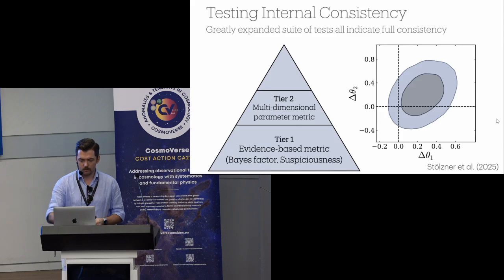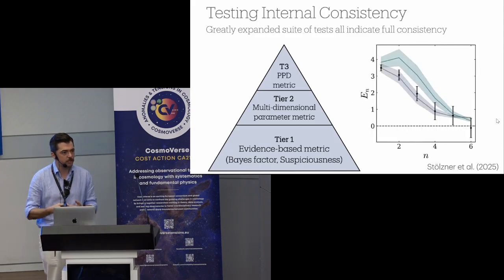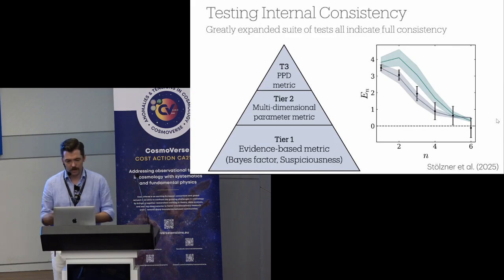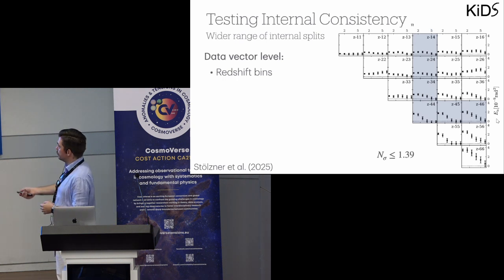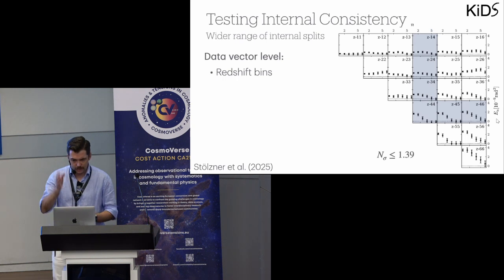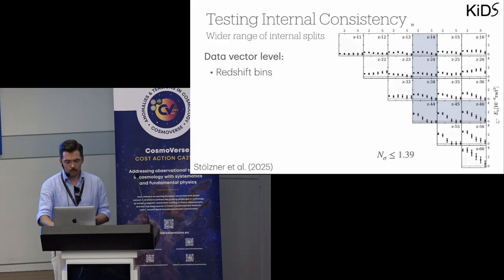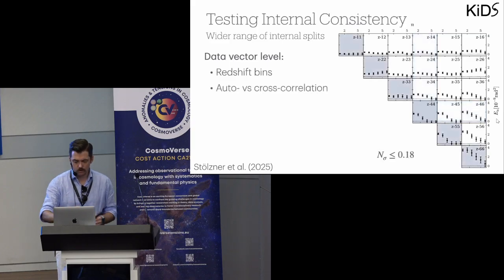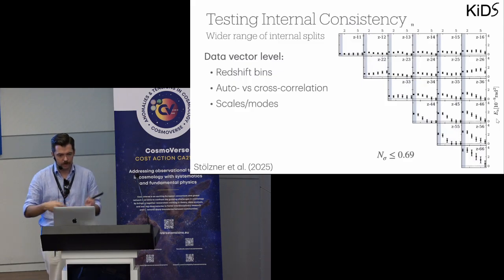And the last metric that we used was a PPD-based metric to check whether or not data vectors measured for one half of the survey or a different half of the survey were consistent with one another. And we then did splits in lots of different ways. So here you can see splits based on redshift bins, where we isolate one redshift bin and its cross correlations and analyze that with regards to the others. We analyzed autocorrelations versus cross correlations, and we analyzed different scales, different modes, and various other things.